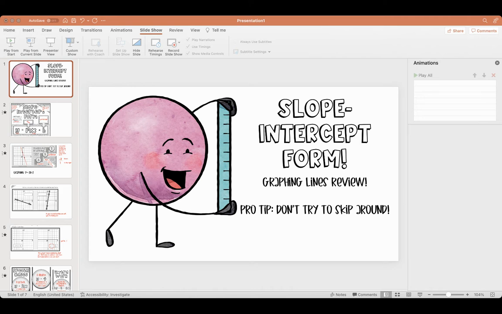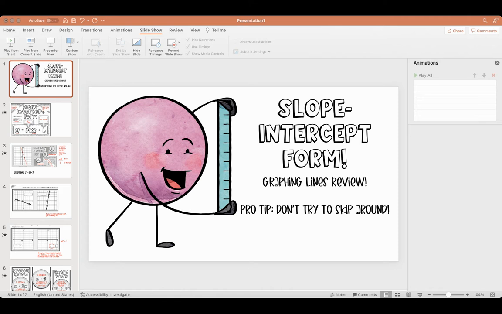We're going to write some equations for each of these lines in slope-intercept form. And I put a tip here at the bottom of the screen because some of my 8th graders like to not listen to me and think they can get all the information off the sheet. And if that was you, you're missing out.